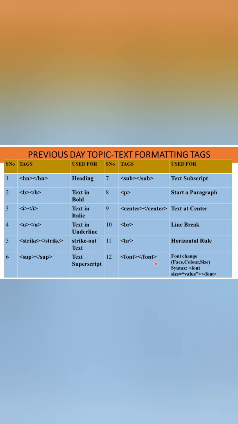Next, font tags. There are 3 font attributes. If you want to change the font face, font color or font size of your text, then you can use the font tag. The syntax is that you have to open the font tag with an attribute, which can be face, color or size. If it is for size, then you open the font tag with the size attribute, then equal to, then within inverted commas you enter the value. Here the value varies from 1 to 7. 1 will be the smallest font size and 7 will be the largest font size. Then you have to close the font.